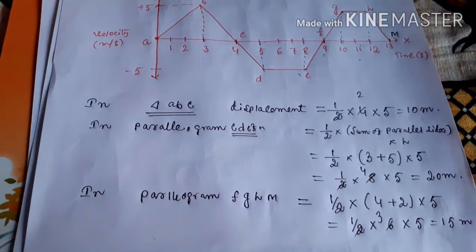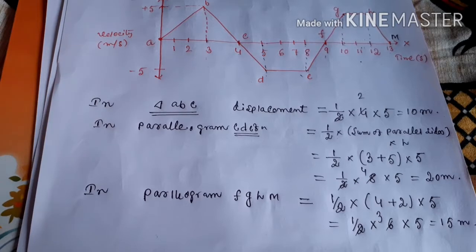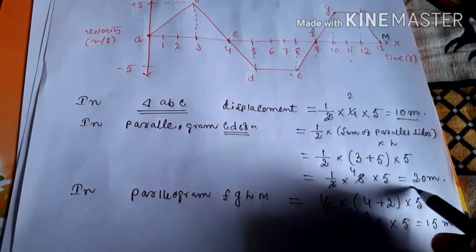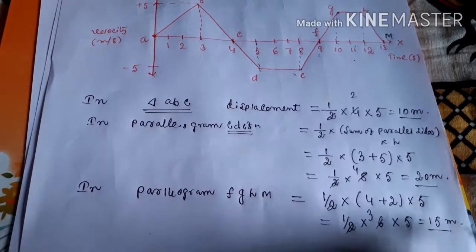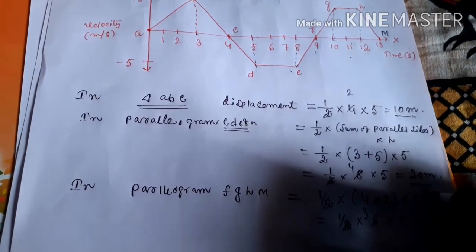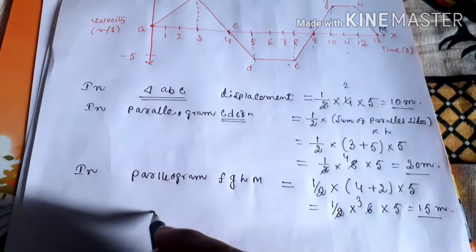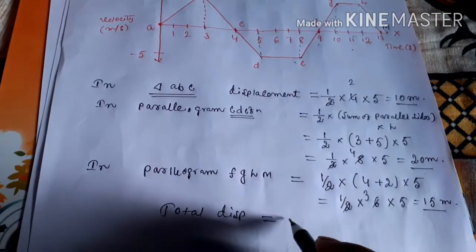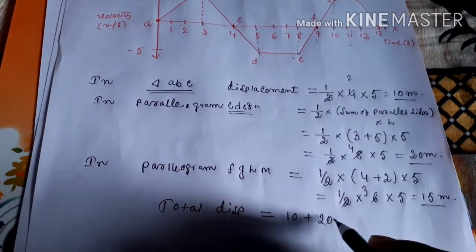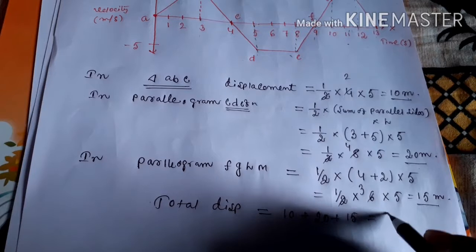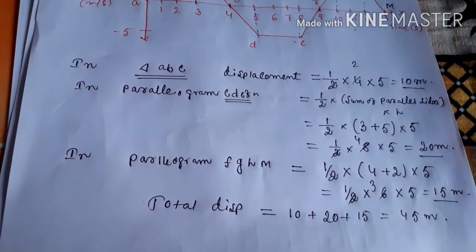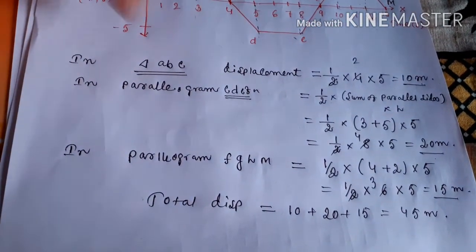So if you talk about the total displacement of this one, then you have to add 10 meter plus 20 meter plus 15 meter. So 10 plus 20 is 30, plus 15, that means the total displacement of the body will be how much? 10 plus 20 plus 15, that means 45 meter. That will be the total displacement of the body through this graph.